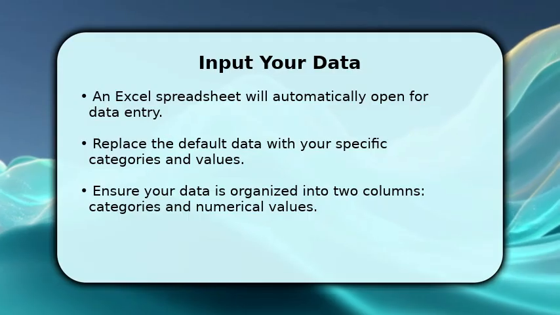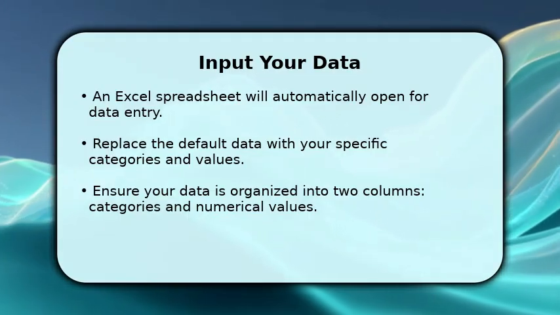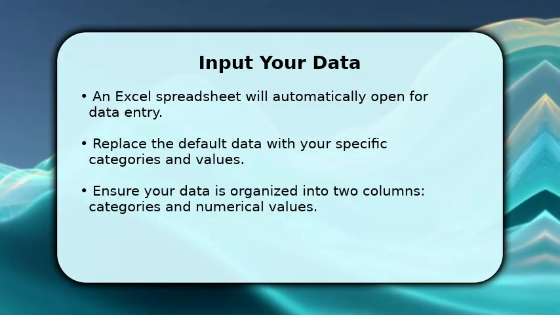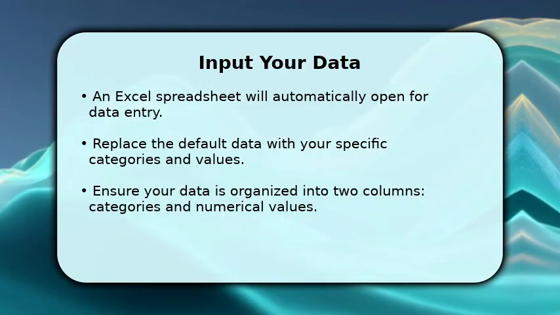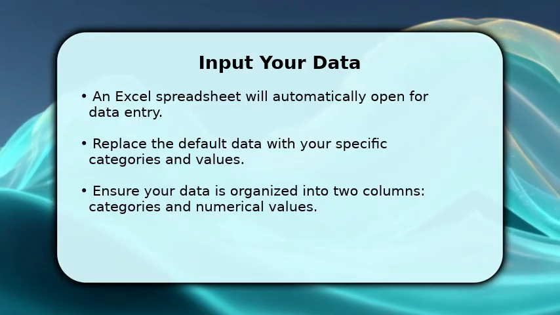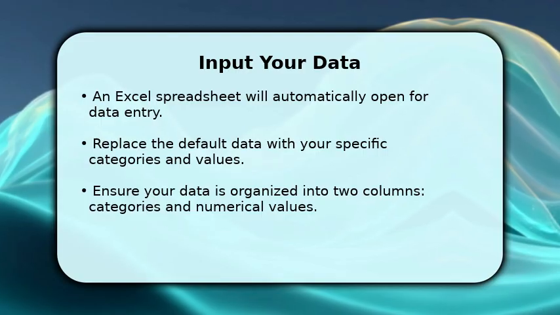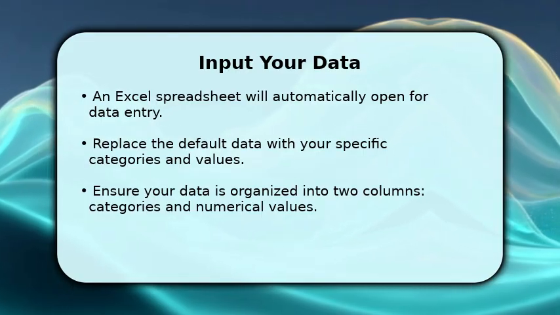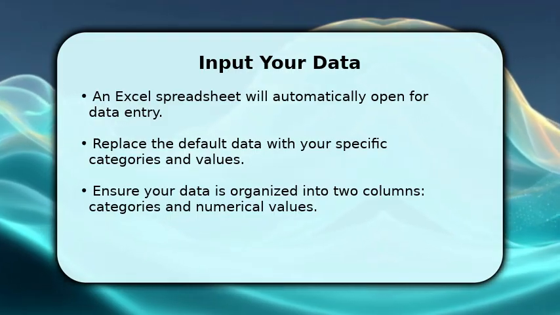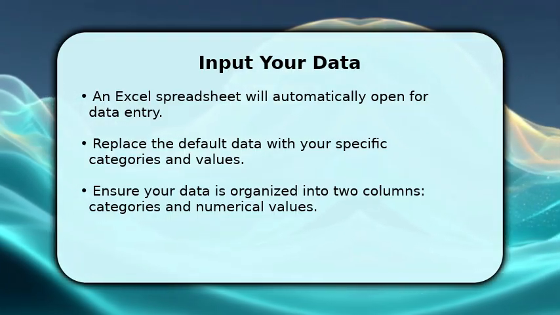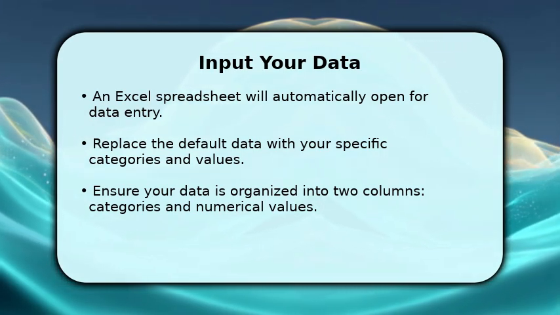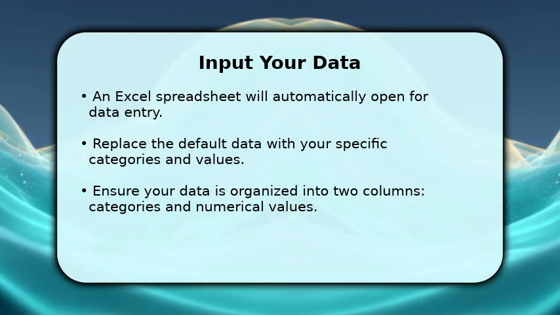Once you've selected your pie chart style, an Excel spreadsheet will automatically appear on your screen. This is where you'll input all your data. The default data provided is just a placeholder, so you'll need to replace it with your own specific categories and their corresponding numerical values. It's important to organize your information clearly, typically with categories in one column and their respective values in an adjacent column. This ensures your pie chart accurately reflects your information.